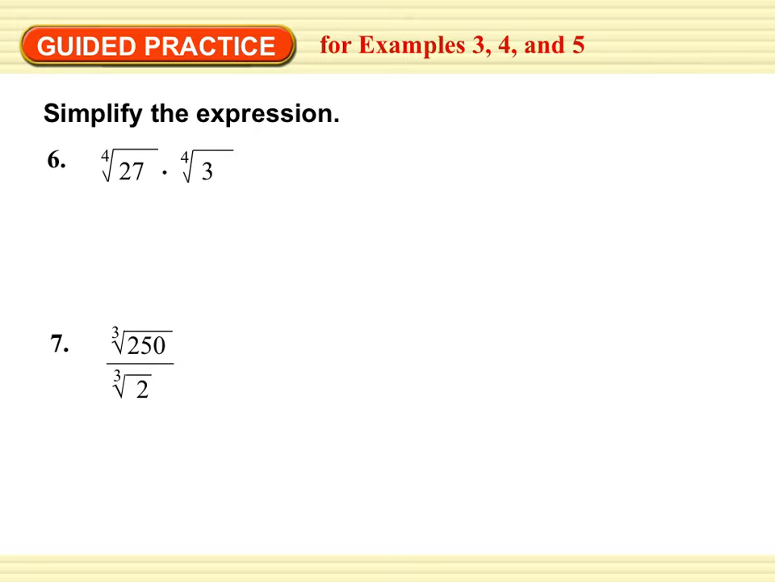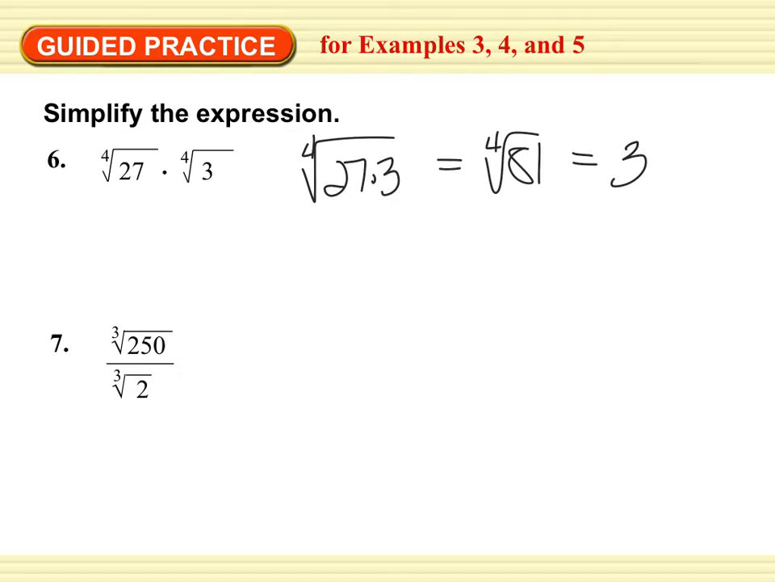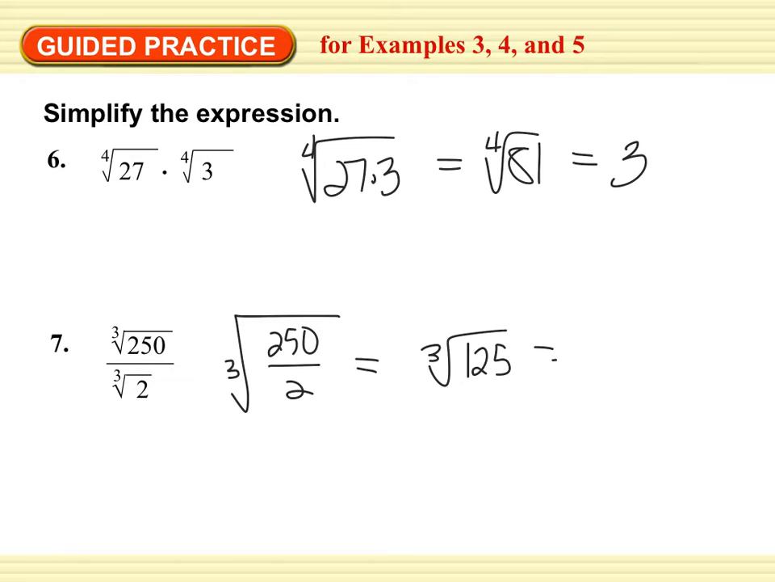Let's see. I know I can do 27 times 3. That gives me 81. And I've memorized that 3 times 3 times 3 times 3 is 81. So the fourth root of 81 is in fact 3. Just checking. Yep. Here I really like to do this. Third root of 250 divided by 2 is the third root of 125, and we reviewed a few slides ago that 5 times 5 times 5 is 125. So we have our answer.